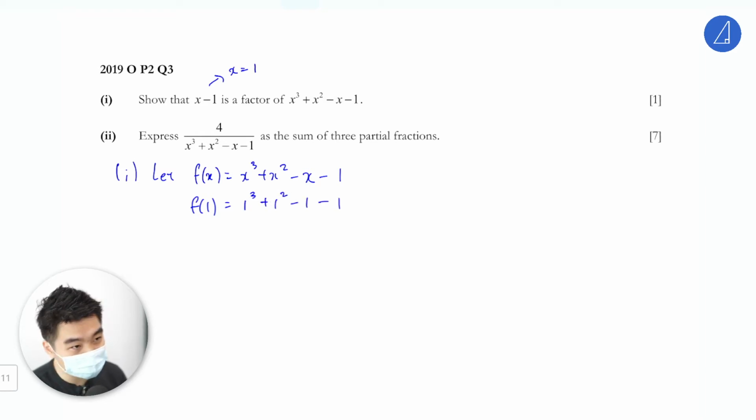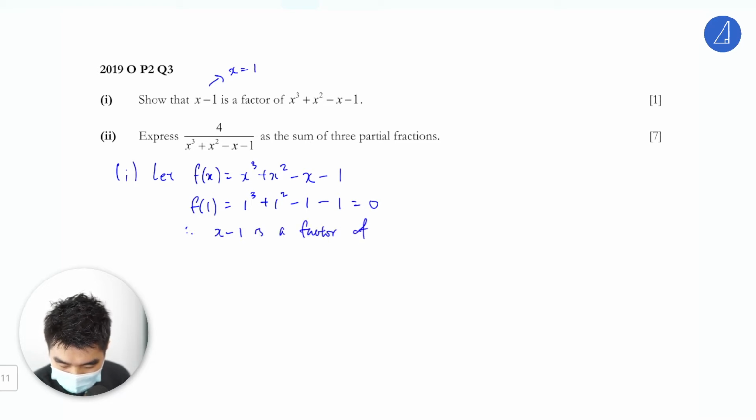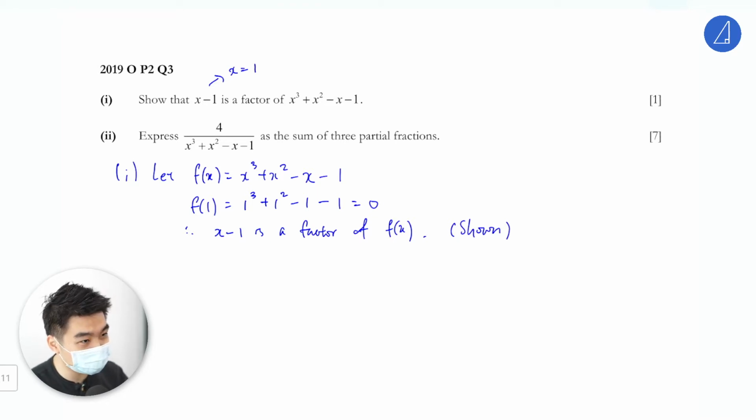So 1 plus 1 minus 1 minus 1 equals 0. This is by the factor theorem. So hence, x minus 1 is a factor of f(x), shown. Okay, so using f(x) to represent the equation also has the benefit of writing your conclusion as f(x), which makes it a little bit faster.